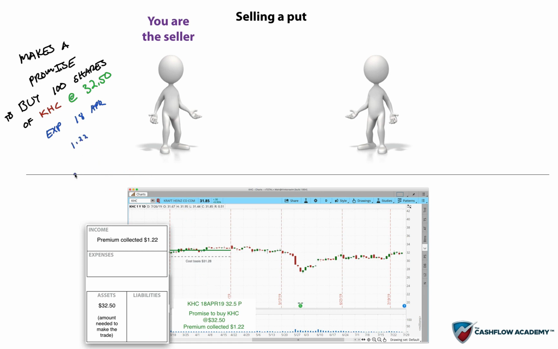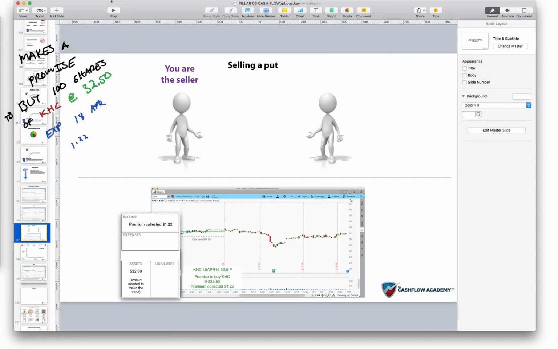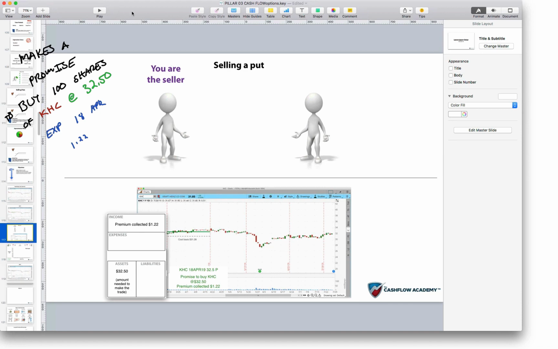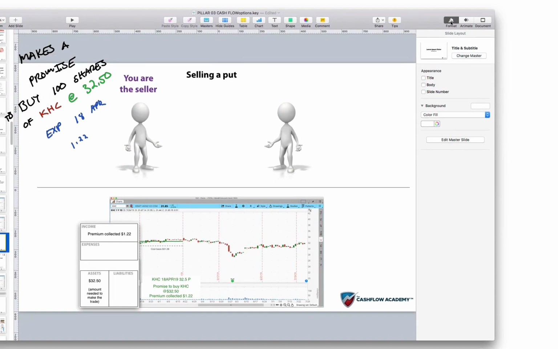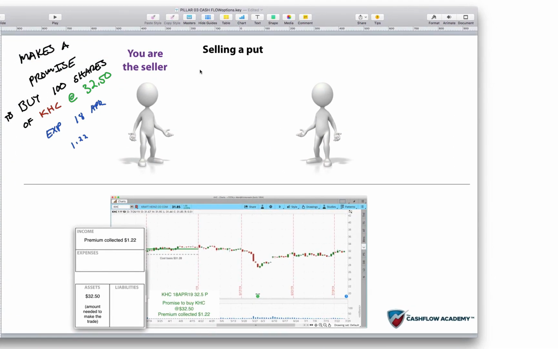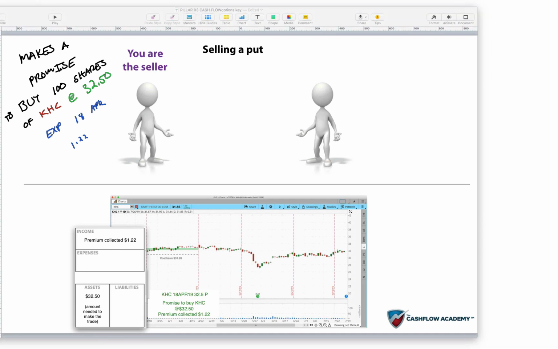$1.22. So let's go out of theater mode for a minute with this. I think we can get away with that. And maybe make this a little bigger so it looks nice. And let's just see how much that is. So notice that if I make a promise to buy this at $32.50, I should have $32.50 in there. Now remember, this is on 100 shares. So if I'm going to do 100 shares, I'd have to have $3,200 to do this.